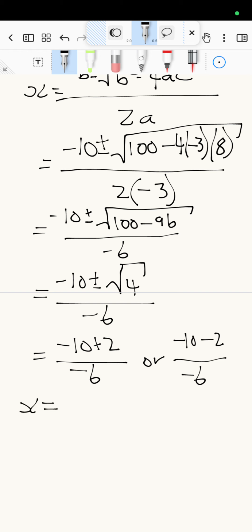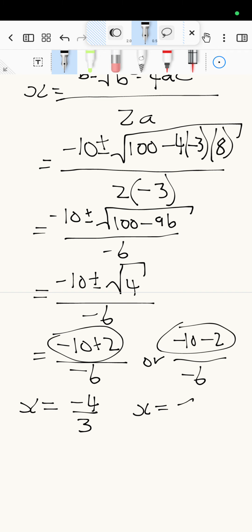Alright, so that is going to give me a negative 8. Negative 8 divided by negative 6. Let's just simplify this to minus 4 over 3. And this is going to give me a minus 12. Minus 12 divided by minus 6 is going to give me a 2.